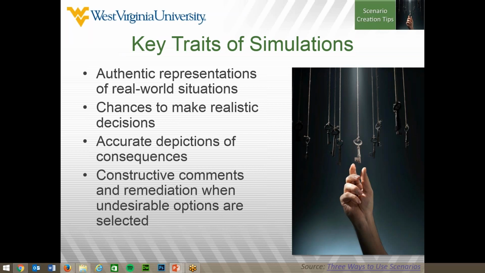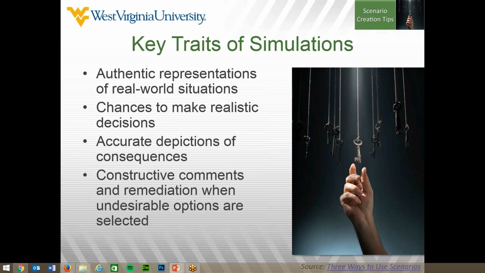But the other thing, number 3 we have is accurate depictions of the consequences. You want to have something at least remotely accurate of what might happen if they choose the wrong decision, and especially if they choose the right decision. But also, you want to have constructive comments and remediation when an undesirable action or option is selected.